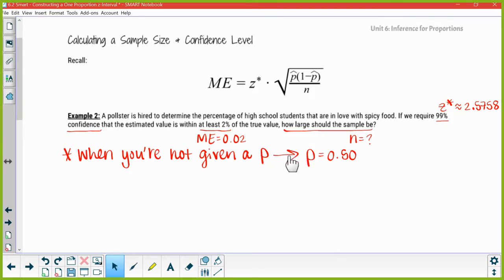So I'm going to plug in what I know. I know margin of error, 0.02. I know z star, 2.5758. And I know P is 0.50. So 0.50 times 0.50 all over n.